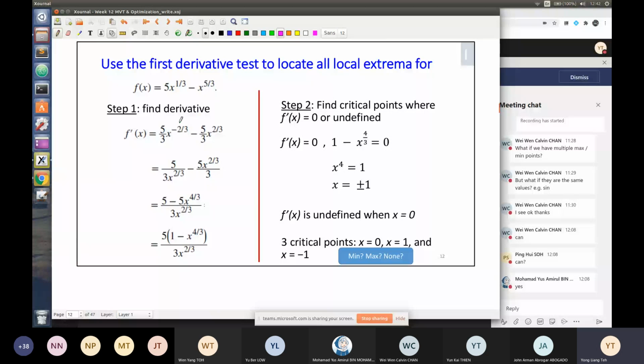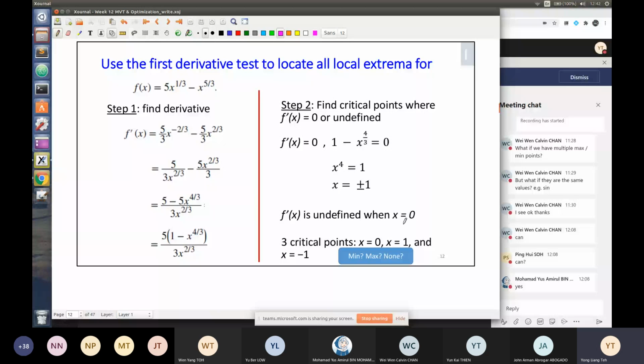All right, so let's use this expression to apply our first derivative test here. Now set this equal to 0 or undefined. When x equals 0, the numerator is going to be 5, because 1 minus 0 to the power of 4/3 is 1 minus 0, so you get 5. So when x equals 0, this is 5 over 0, which means x equals 0 is a critical point.